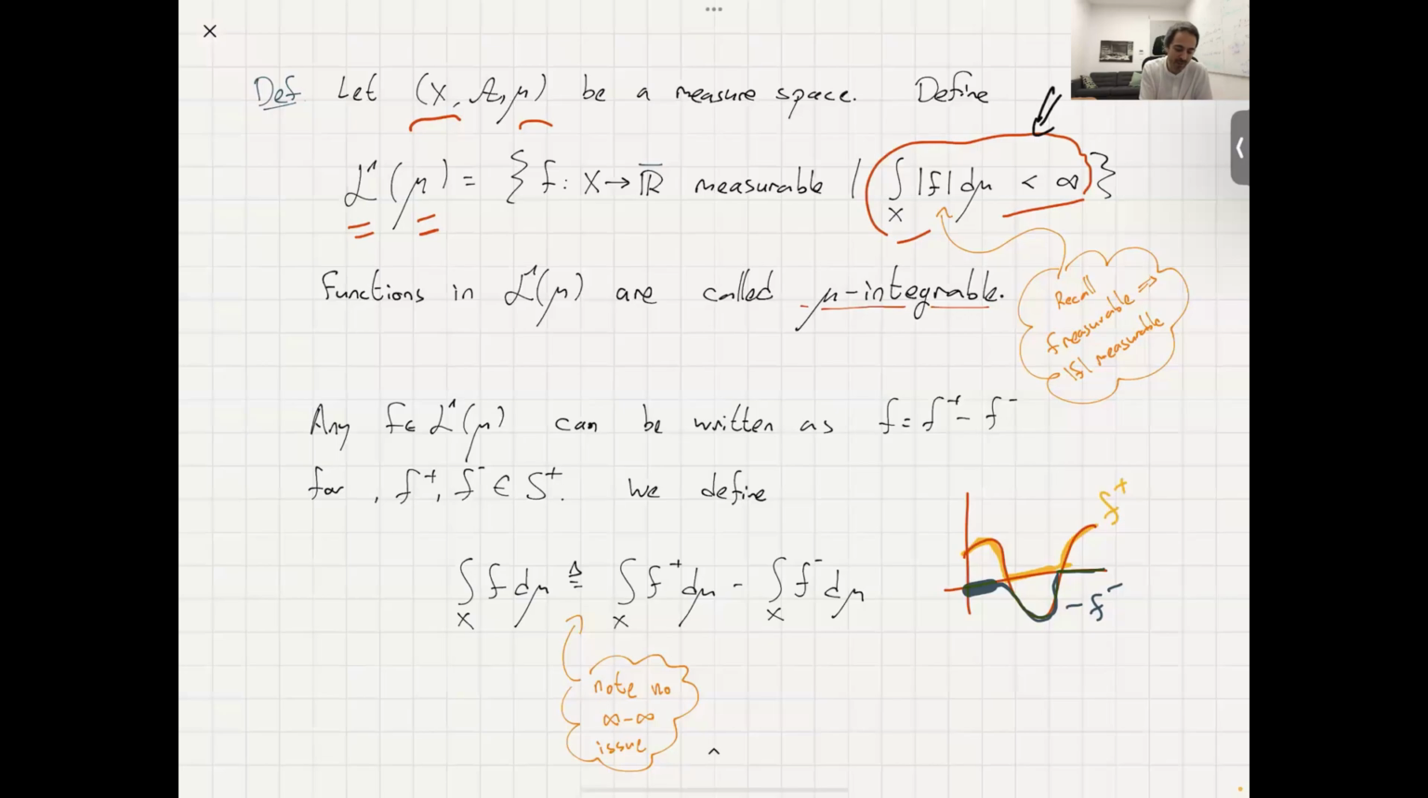And we define, in the natural way, the integral of f with respect to the measure mu as the difference between the integral of f plus and the integral of f minus. Note again, there are no infinity minus infinity issues, because this assumption means that both of these are finite. If one of them or both were infinite, then this integral would also be infinite. Good.